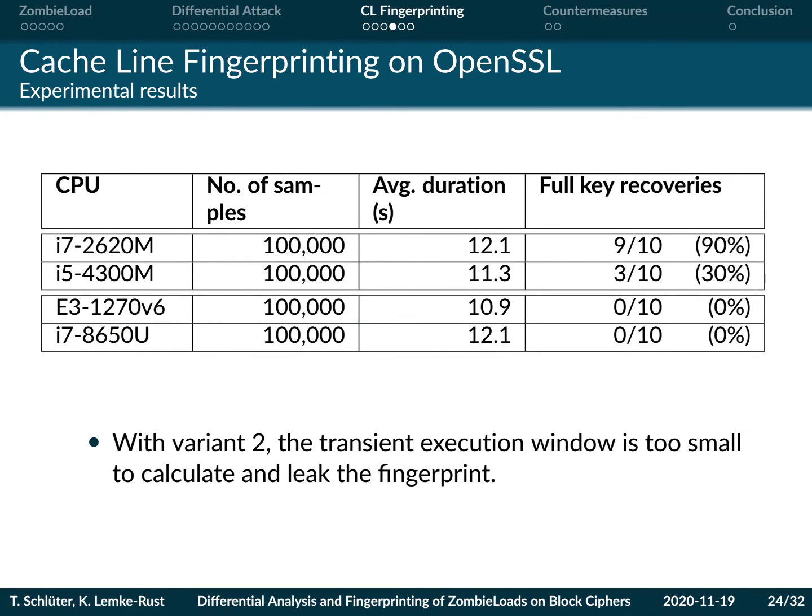Again, we executed our attack on different CPUs, and we used ZombieLoad variant 1 in this case for all of our attacks, because with variant 2 we were unable to encode the fingerprint byte into the cache. This is due to the smaller transient execution window, which does not allow us to compute and encode this byte into the cache. As you can see in the table, we were successful for the first 2 CPUs. We could apply our attack in 11 to 12 seconds on average, and we were fairly successful, depending on the leakage patterns on the specific CPUs. On the lower 2 CPUs, again these Kaby Lake CPUs where we had problems before with variant 1 for the differential attack, we couldn't use variant 2 as a replacement in this case.